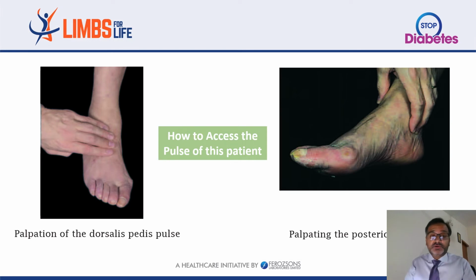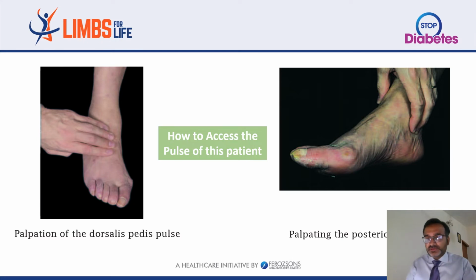Now, how to assess the pulse of the patient? Because in arterial disease, in extreme diabetes, the arteries are involved and there is narrowing of the arteries, leading to peripheral artery disease. So how to palpate the dorsalis pedis artery?